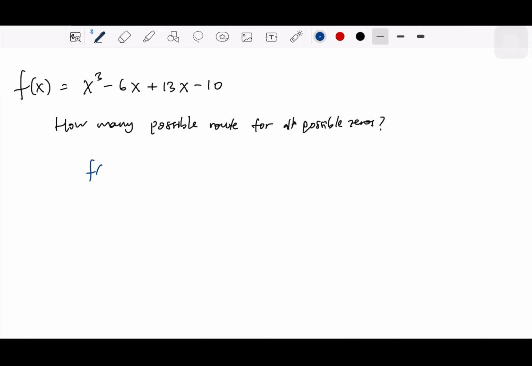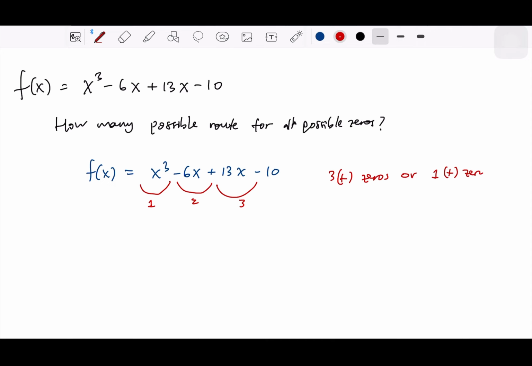So first we could take the equation and count the sign changes. We have 1 here, 2, 3. So we have 3 positive zeros or 1 positive zero. And then take f of negative x. So we have negative x cubed. We have this change, right? 1 and then 2.